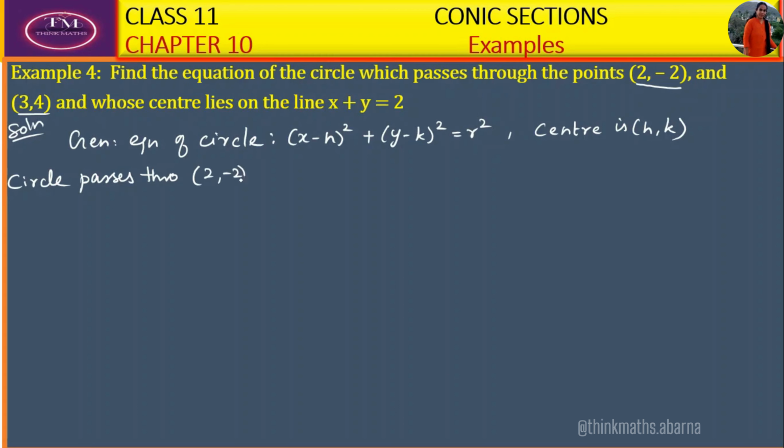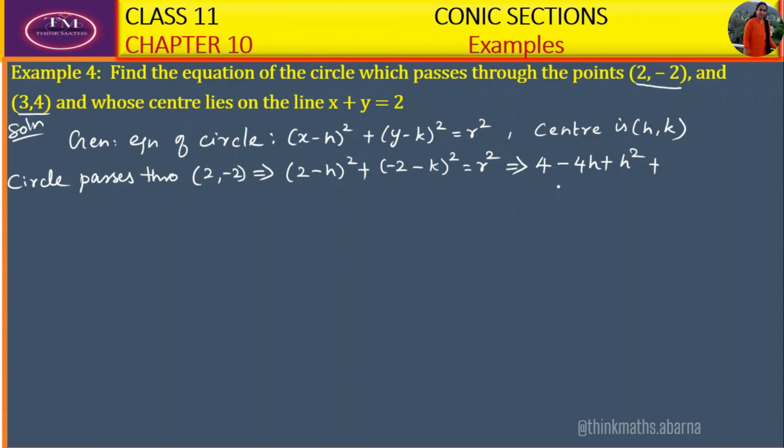2 comma minus 2. So if it passes through 2 comma minus 2, instead of x we can put 2. 2 minus h the whole square, and instead of y we can put minus 2. So minus 2 minus k the whole square equal to r square. Now expanding this, what will we get? 2 minus h whole square is 2 square, so it is 4 minus 2ab, so minus 2 into 2 into h. So 2 into 2, 4, 4 into h. So it is 4h plus h square. a square minus 2ab plus b square.